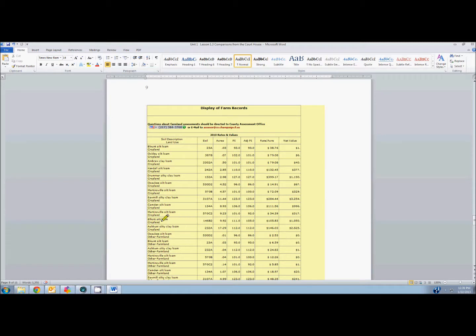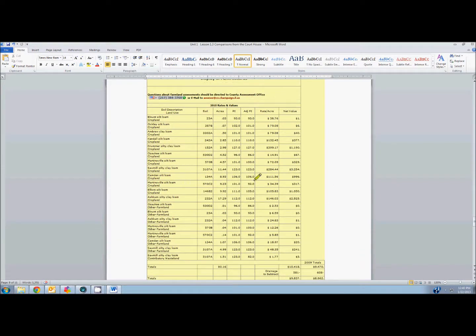Here we have Martinsville Silt Loam. It's a 570 C2. The C designates that it's fairly significantly sloped, 5 to 10%. 2 means moderate erosion, and the adjusted PI is a 92. Here we have a D2, which would be significant slopes, probably shouldn't be farmed, and the PI is 86. So one of the reasons why this farm was sold for a low price is the fact that a lot of the ground on this is marginal ground. It does have some Drummer, which is a PI of 127, which on Bulletin 810 is good, but it only had a little less than 3 acres of that on there.